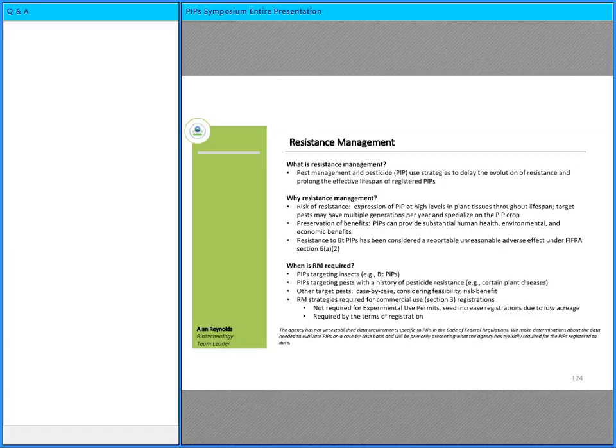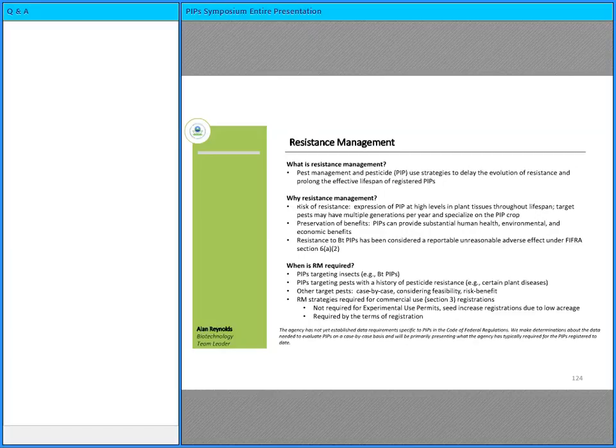We would consider the feasibility of doing resistance management and also risk-benefit considerations. And certainly this is something that we would try to determine very early on in the process. So during the development stage, as other presenters have indicated, it'd be very helpful to come in and talk to us early, and we can work through whether we would need a resistance management strategy for the PIP or not.